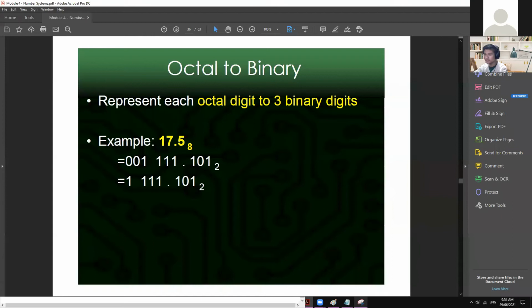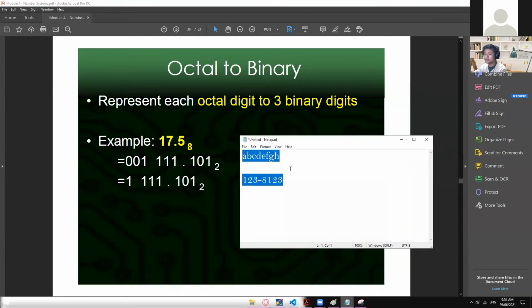Okay, however, the difference of hexadecimal versus octal: hexadecimal must be grouped by 4, while in octal you must group them by 3 bits. Why? That's because in hexadecimal, you need 4 bits to be able to form the whole set of 0 to 15.